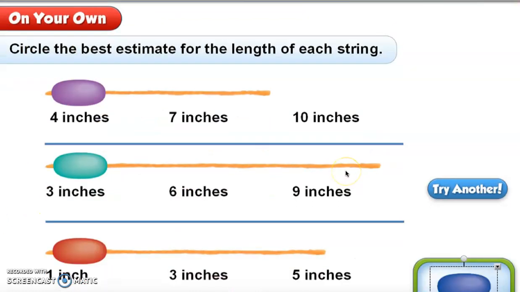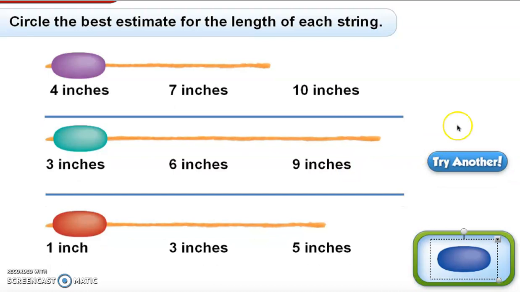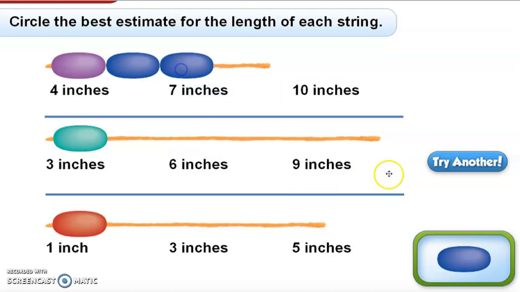Let's do a few more. Again, we're doing the same thing. Circle the best estimate for the length of each string, and we're going to be using our beads to help us. Again, I'm going to cover up this string with as many beads as I can, and then once that string is covered up, I am going to circle the best estimate. So we have 1, 2, 3, 4. So we can say that this string is about 4 inches long.